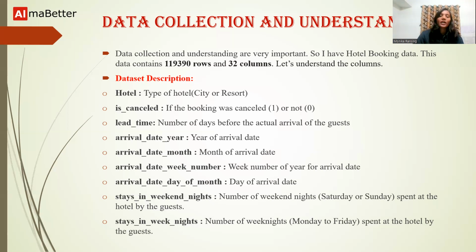Then next one is arrival date year. So this column has the year of the arrival date. Then next one is arrival date month. This column has the month of arrival date. The next one is arrival date week number. So this column has the week number of the year for arrival date. The next one is arrival date day of month. So this column has the day of arrival date.